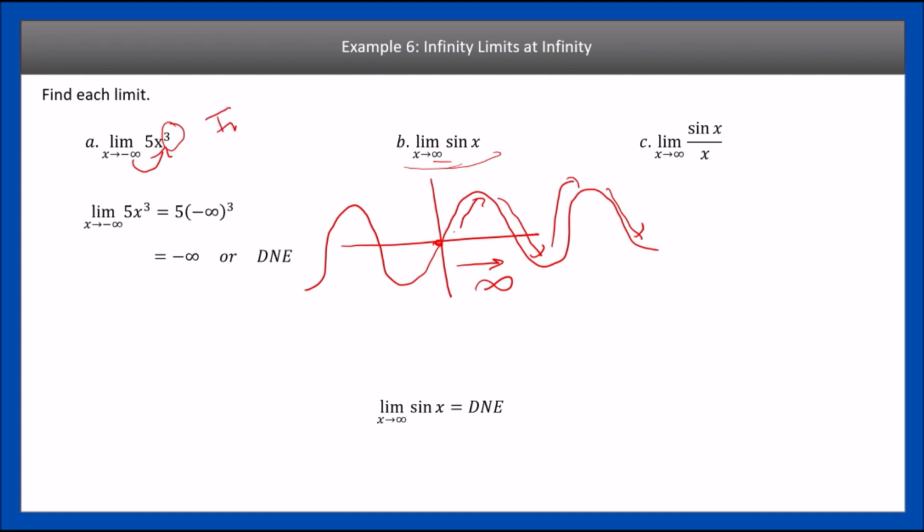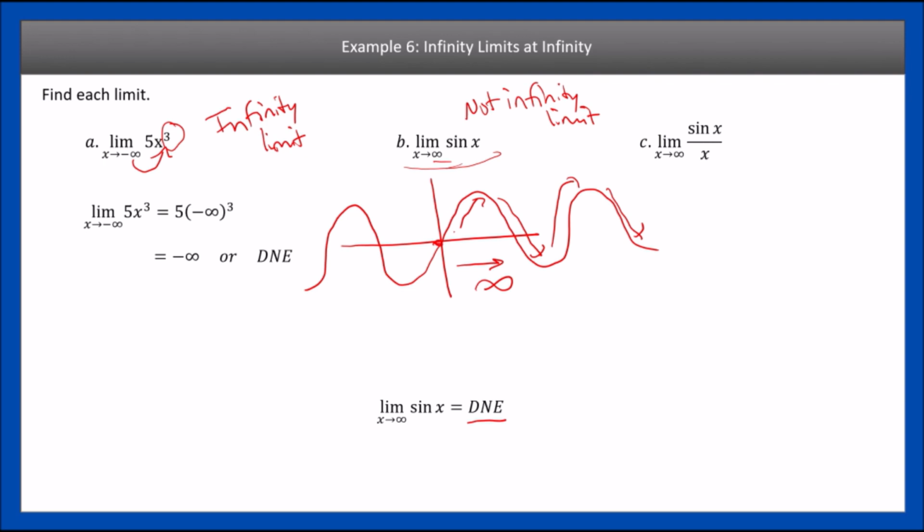So this is an infinity limit at infinity. This is not an infinity limit in the usual sense, right? It's a limit where it oscillates. It doesn't approach a single value. But in any case, it does not exist. This is why I don't put infinity. It just does not exist.